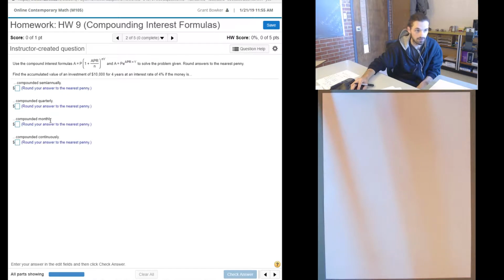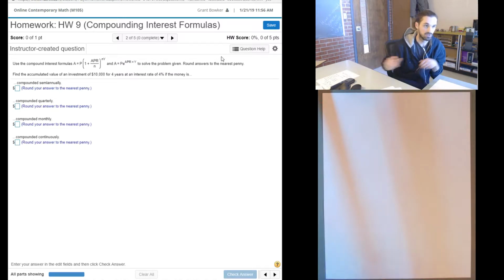So the other 3 instances will utilize this formula, and the giveaway there is the fact that N is showing up. So N in this equation represents the number of times the interest is applied in a given year. So semi-annually, N is 2, quarterly, N is 4, monthly, N is 12. Continuously, N is essentially infinite. You can't work with an infinite just sitting in your equation. So we appeal to this version, essentially.